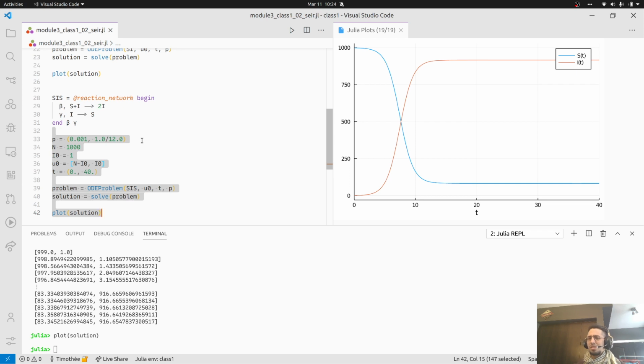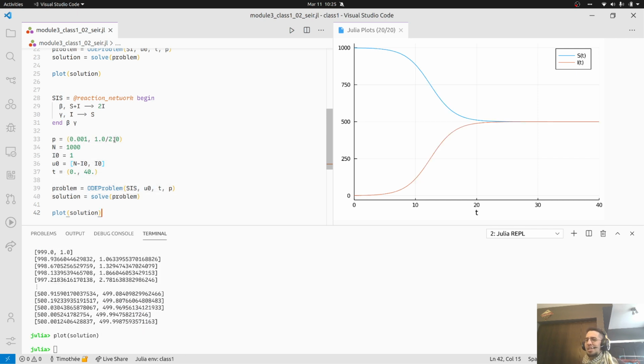So that's interesting. We're not changing the timing of the infection, but what we are changing is the total number of people that are infectious at equilibrium. What if instead you only remain infectious for 2 units of time?